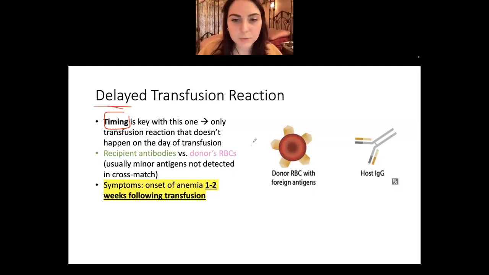If you don't do that, you miss some of these minor antigens, and then you get this delayed transfusion reaction. But it's delayed because they need time to make antibodies against it, because they're seeing it for the first time. So this is what you're going to look for in your question stem: onset of anemia, because now we have antibodies against antigens on red cells. We're going to lyse the red cell, but it's happening 1 to 2 weeks after the transfusion.